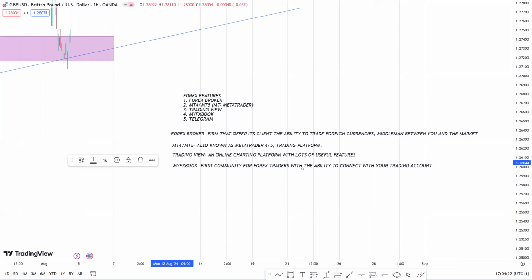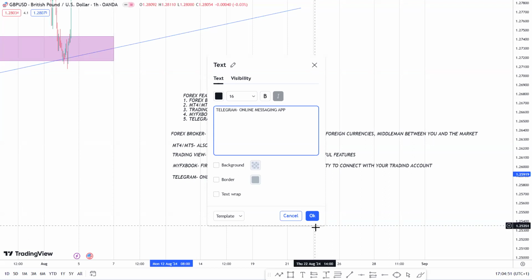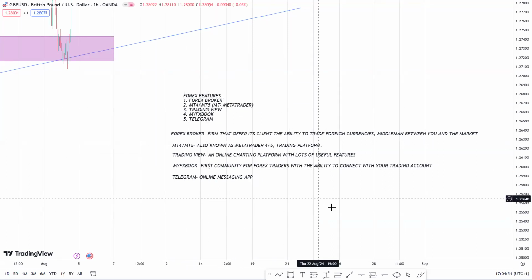Then the next one we have is Telegram. So we all know Telegram. Telegram is just a communication platform where you can communicate with traders. Most financial traders tend to use Telegram. Telegram is an online messaging app. That's all. So that's the forex features.